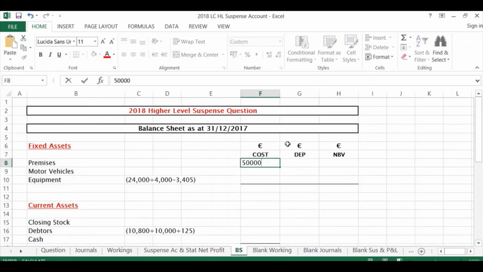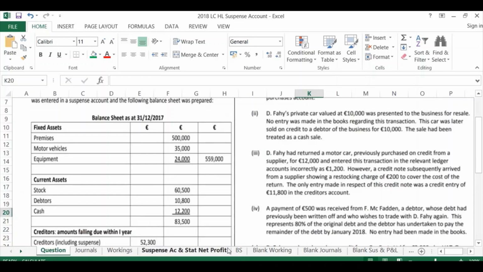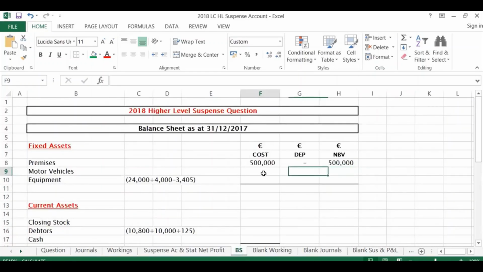There's no depreciation in this question, but in some of the questions there is, so I just left depreciation there as a minus. So the net book value of premises are 500,000. Motor vehicles are the next entry that have to go in. Again, there is no change to motor vehicles, no journals for motor vehicles. They're 35,000 in the original balance sheet, so they will go as 35,000 here. Again, there's no depreciation, and the net book value is 35,000.